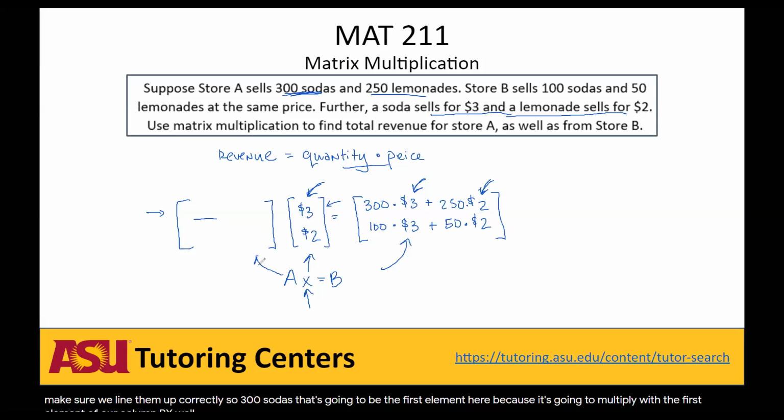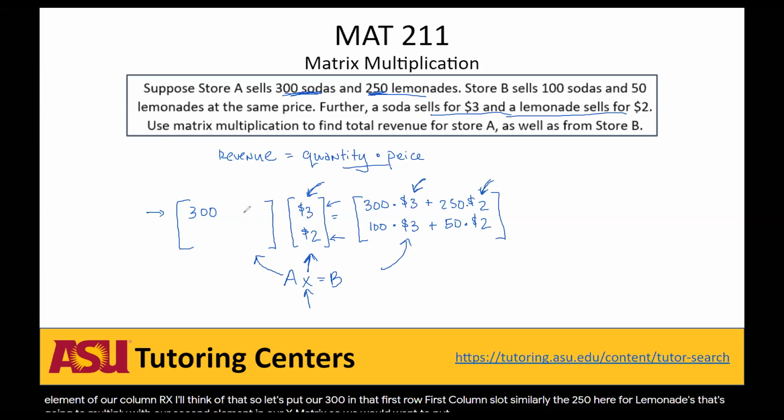So let's put our 300 in that first row, first column slot. Similarly, the 250 for lemonades is going to multiply with the second element in our X matrix. So we would want to put that in the first row, second column spot. So 250.